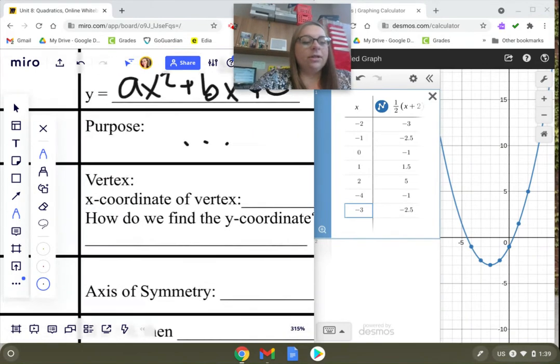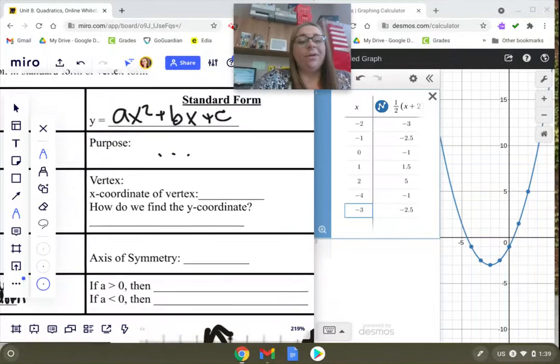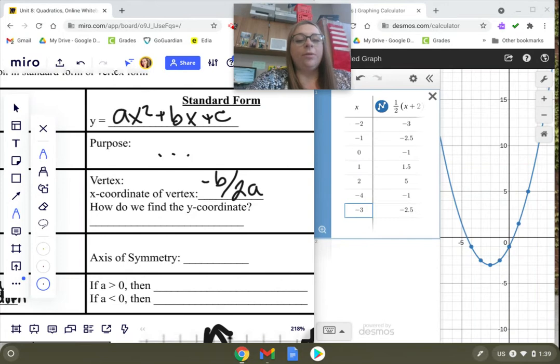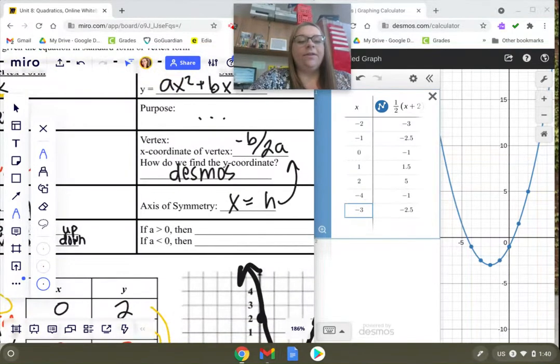Okay, my vertex, we find by following a formula, and that's negative b over 2a. Okay, and we find the coordinate by using Desmos. So we're pretty much going to have to solve for that x value in the vertex and then use Desmos to do the rest. Okay, so my axis of symmetry is still just x equals whatever that x value is. And then again, if a is positive, that means it opens up. And if it's negative, it opens down.